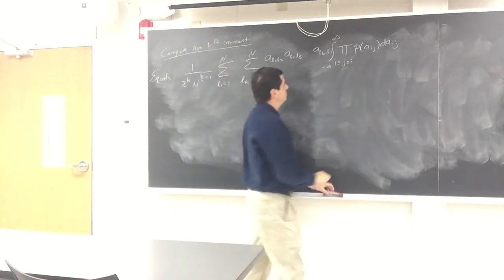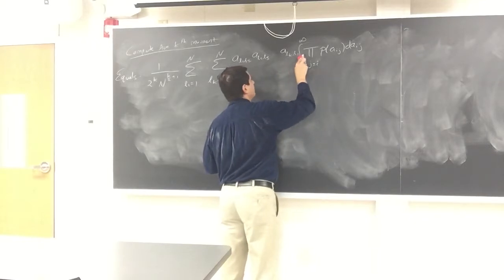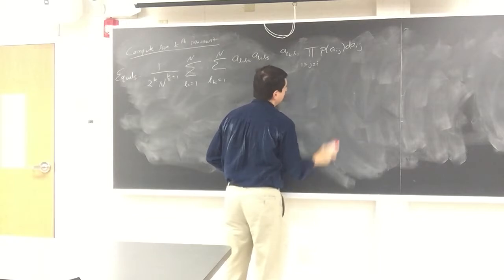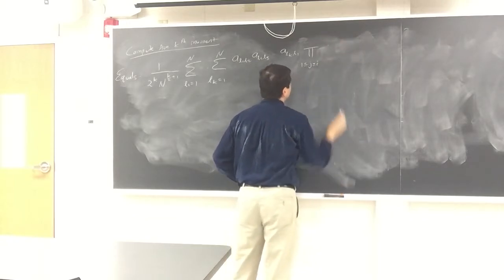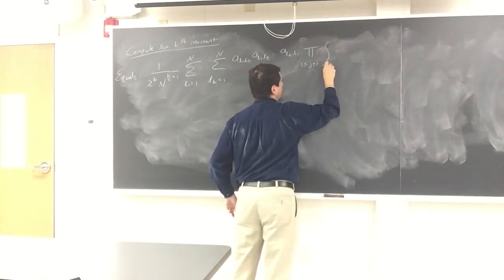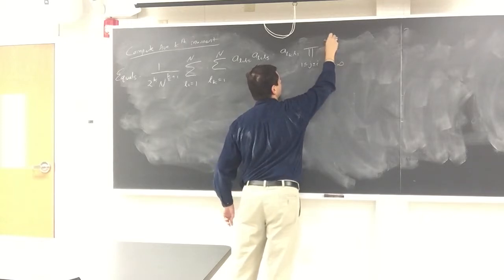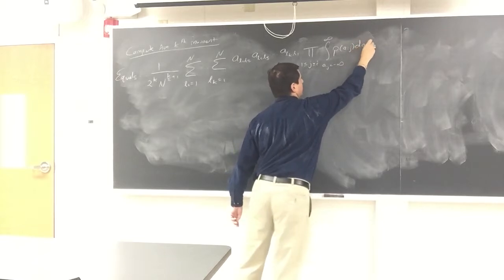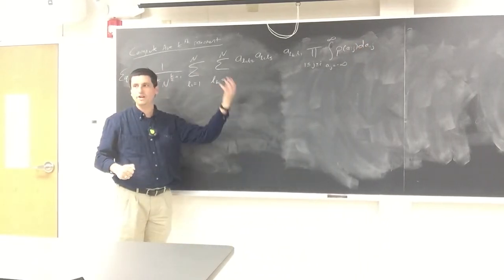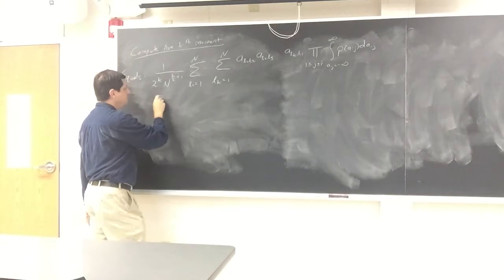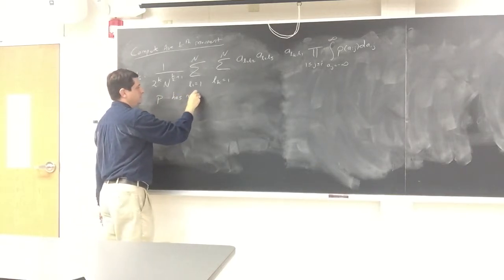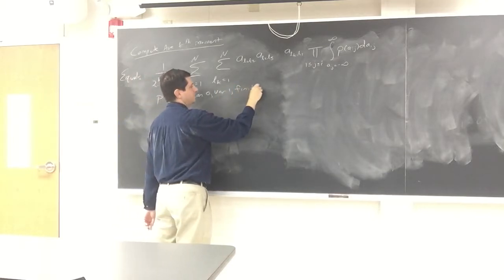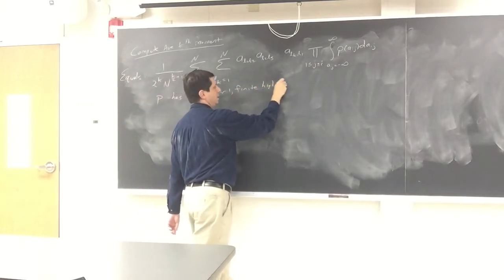Now we have an integral. Oh, wait. The integral has to be inside the product. So the integral over Aij goes from minus infinity to infinity of P of Aij dAij. So we're choosing all of our elements. So P has mean 0, variance 1, and finite higher moments.